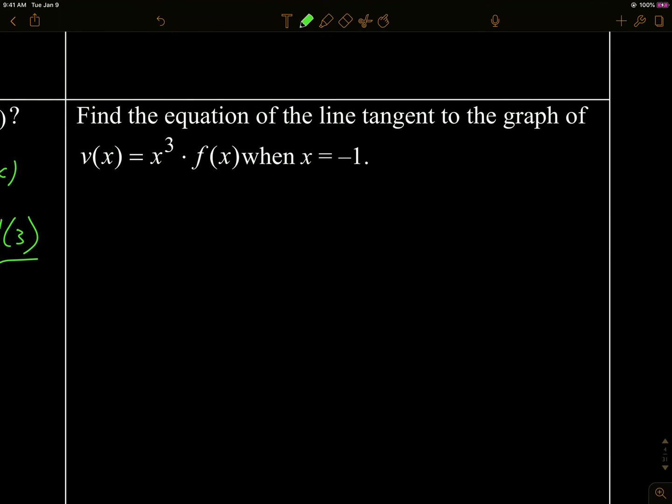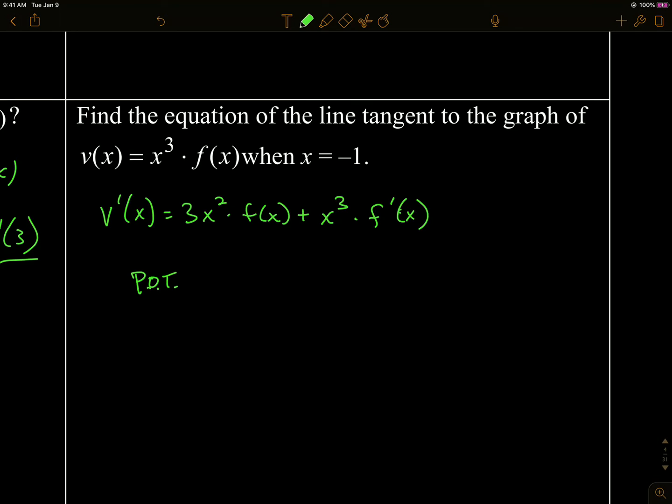This one wants the equation of the tangent line. So again, I can do product rule on v. So it's going to be 3x squared times f of x plus x cubed times f prime of x. If I do v prime of negative 1, well, let me say it this way. So now that I have my derivative, let's do it this way.